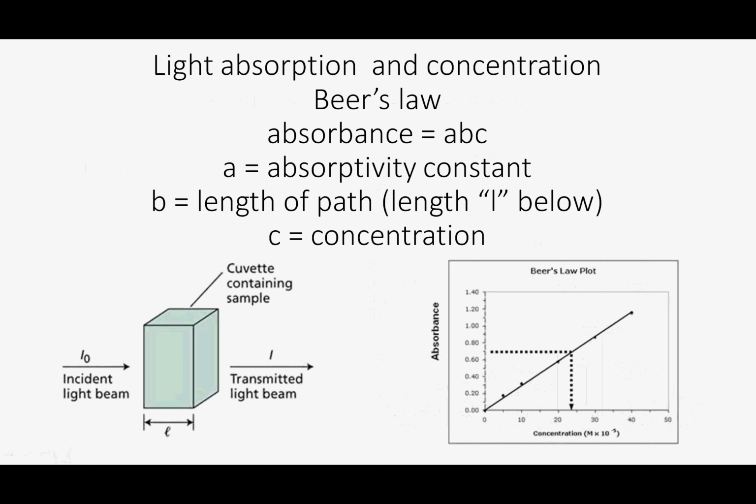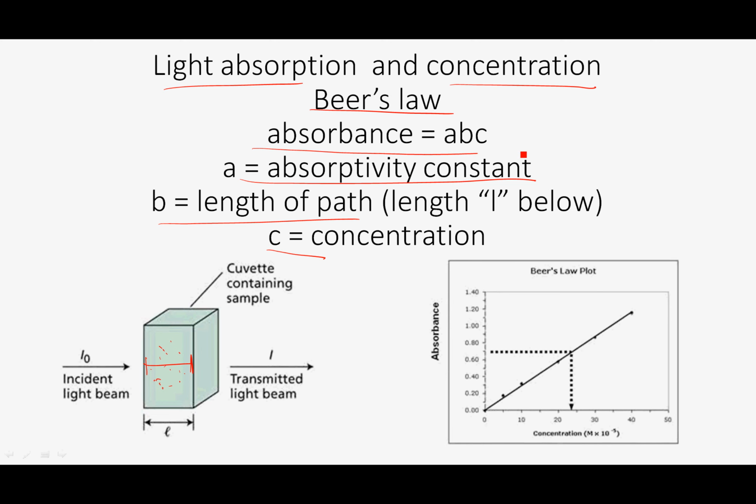All right, this is a little bit different, but again, it uses light, and we use it to assess something at the atomic level. We have Beer's law, light absorption and concentration. As you send light through a substance, that light can get absorbed. So how much light gets absorbed? Well, it depends on the substance that's in there. Each substance has its own absorptivity constant. The length, how far it's going to go, obviously matters. And then how many are there matters, which is concentration.